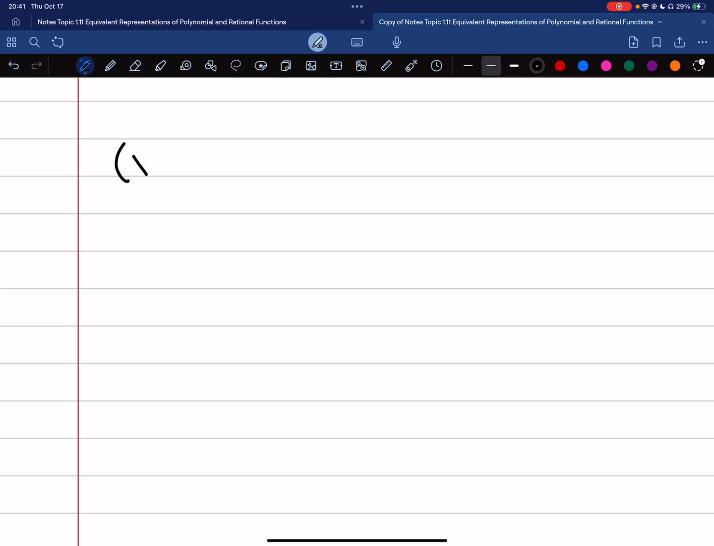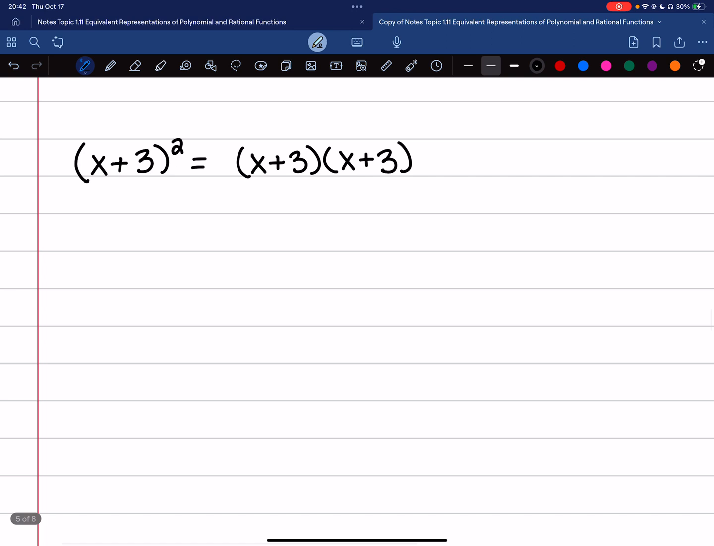So we're going to start by expanding x plus 3 to the second power. If we were to expand this, remember that the exponent tells us how many x plus 3's we have. So we have 2 x plus 3's. Now from here, we can multiply this out. I am going to use the FOIL method.